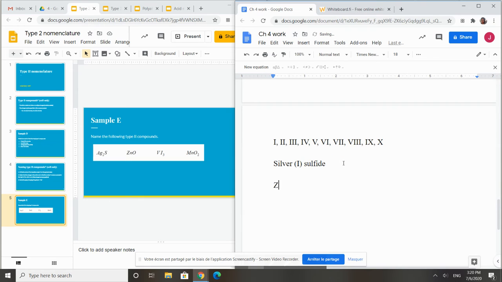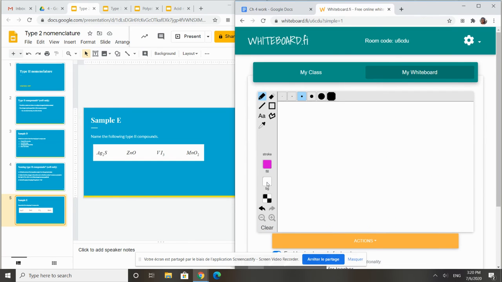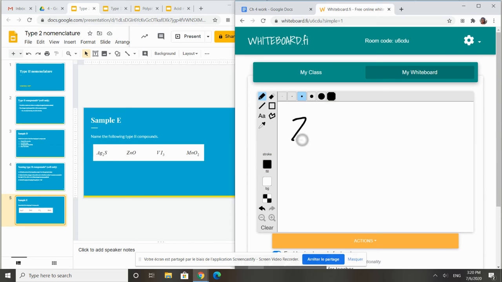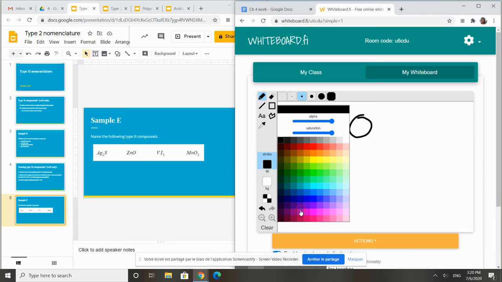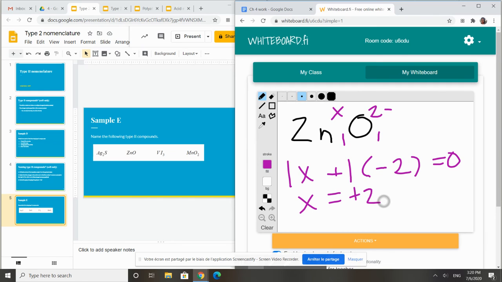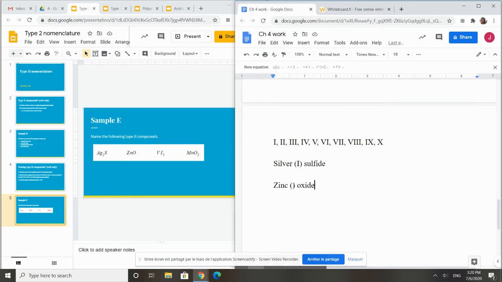parentheses. For the next one, I've got zinc, something, oxide. So it has nothing labeled, so I'm going to just go ahead and add in my label. So I just put ones at the bottom. I don't know what the charge of zinc is. It's X. I do know that oxygen's common charge is -2. So 1 times X plus 1 times -2 is equal to 0. I solve, I get that X is equal to 2. And then I just put that in my Roman numerals.